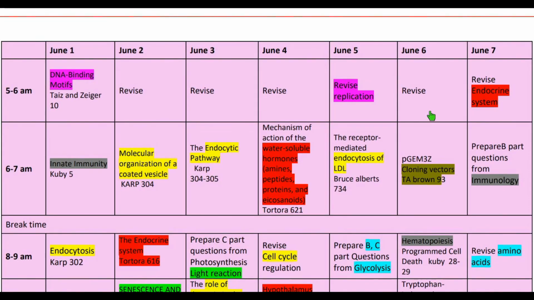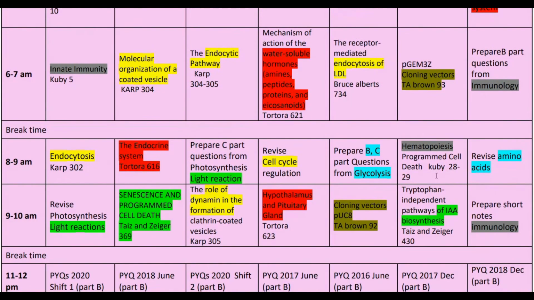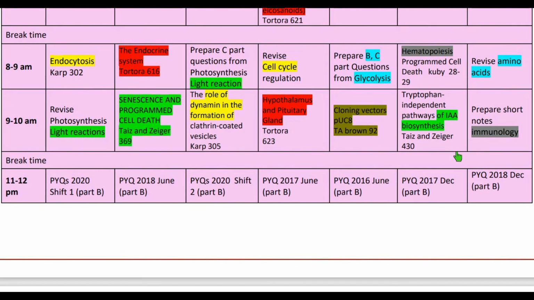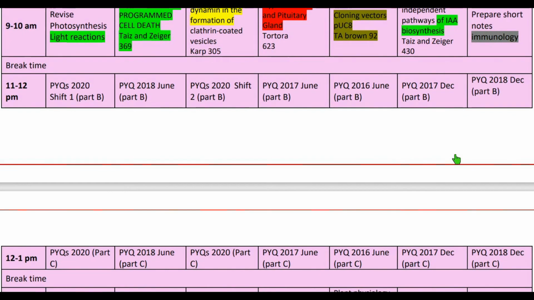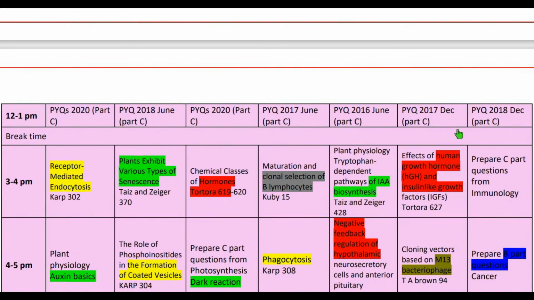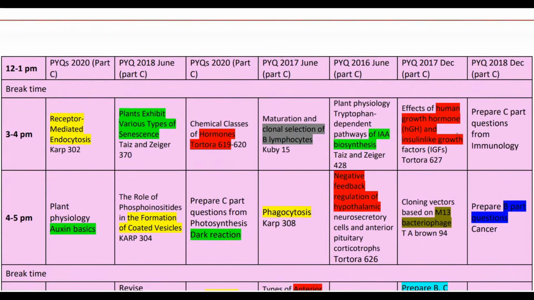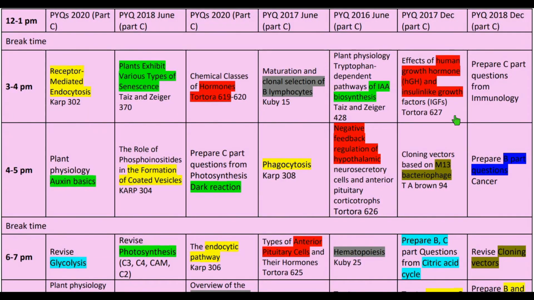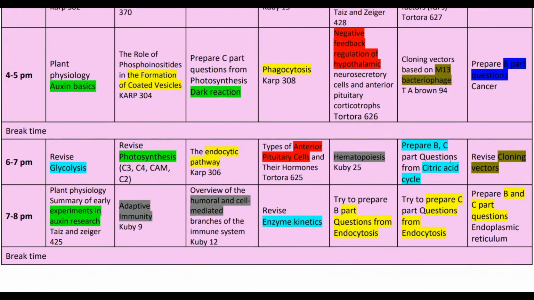June 6. Morning revise. 6 to 7 a.m., cloning vector, T.A. Brown. 8 to 9 a.m., hematopoiesis and programmed cell death, QB. 9 to 10 a.m., tryptophan independent pathway of auxin biosynthesis. 11 to 1 p.m., previous year questions 2017 December part B and C. 3 to 4 p.m., effect of human growth hormone and insulin-like growth factors. Which book to refer? Tortora. 4 to 5 p.m., cloning vectors based on M13 bacteriophage.